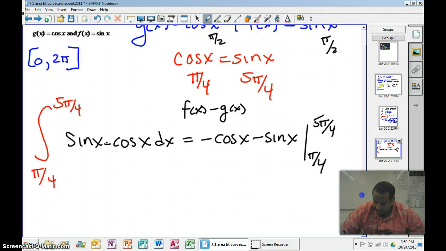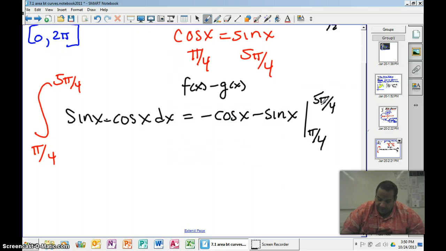So, let's see if I can do this. Cosine of 5 pi over 4 is negative square root of 2 over 2, so it's just going to be square root of 2 over 2. Negative sine of pi over 4 is negative square root of 2 over 2. So this is also square root of 2 over 2, because it's minus that. Minus the fundamental theorem. Pi over 4 is just square root of 2 over 2.